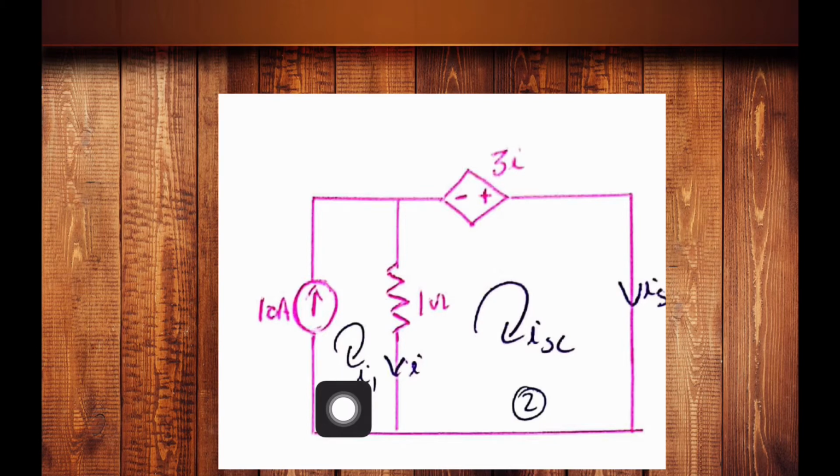Alright? Okay. Now look at this 10 ampere current source. It is connected at the surface of the first loop. Therefore, we can equate the loop current I1 to this 10 ampere.